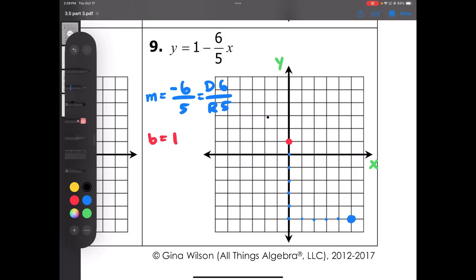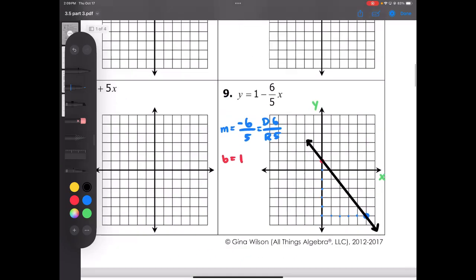After you get those two, draw a line through them, and then arrows.